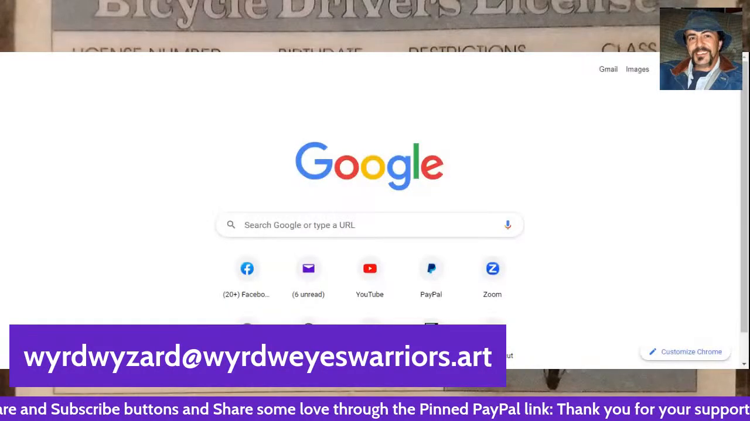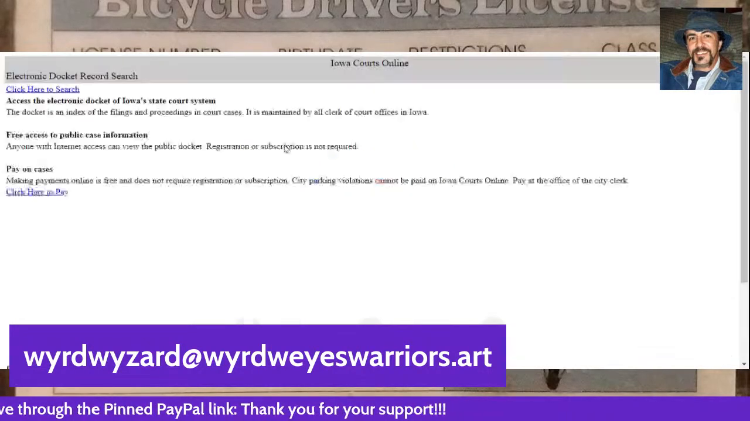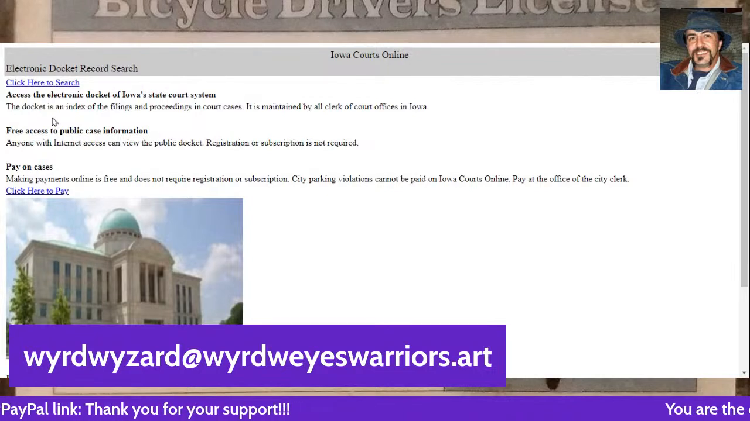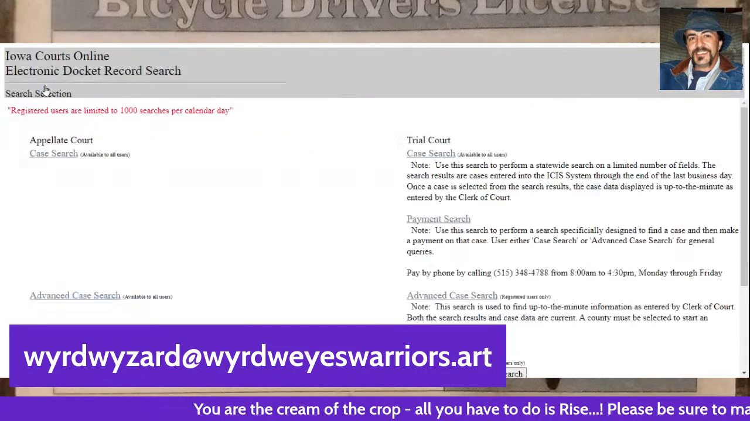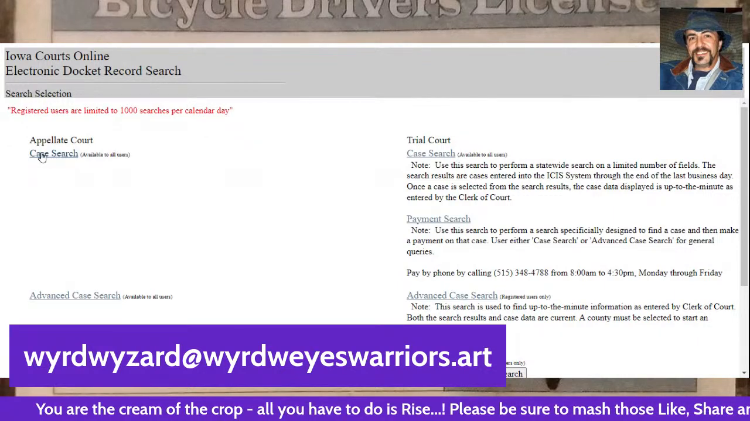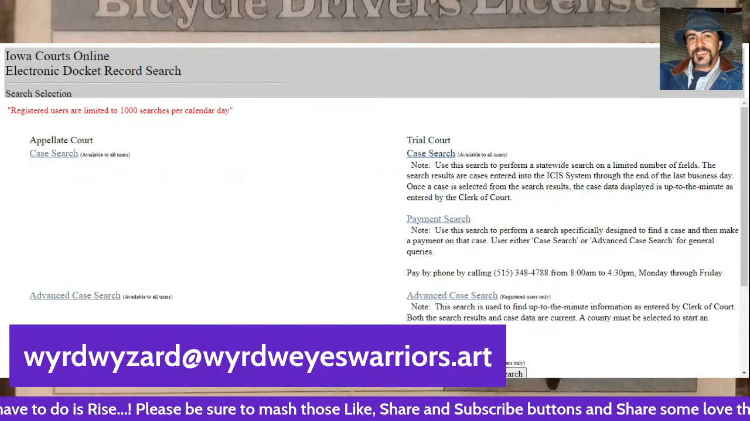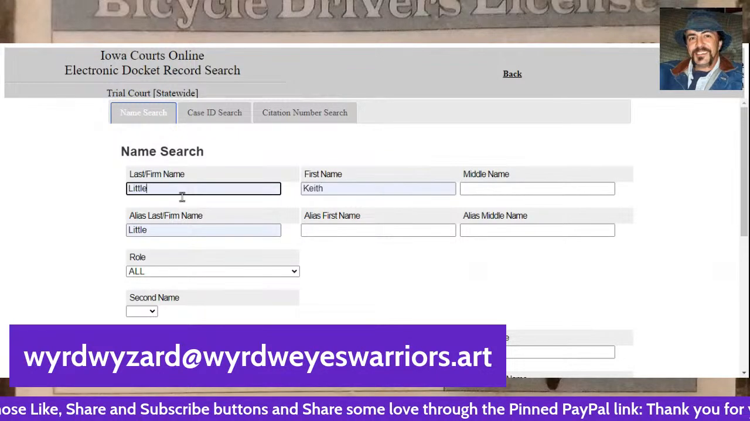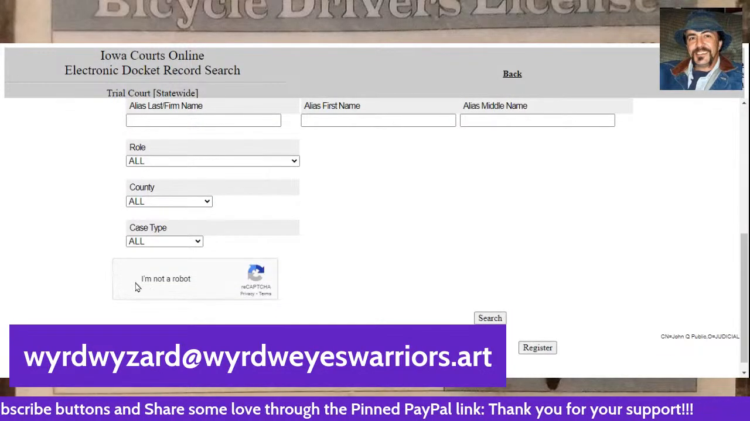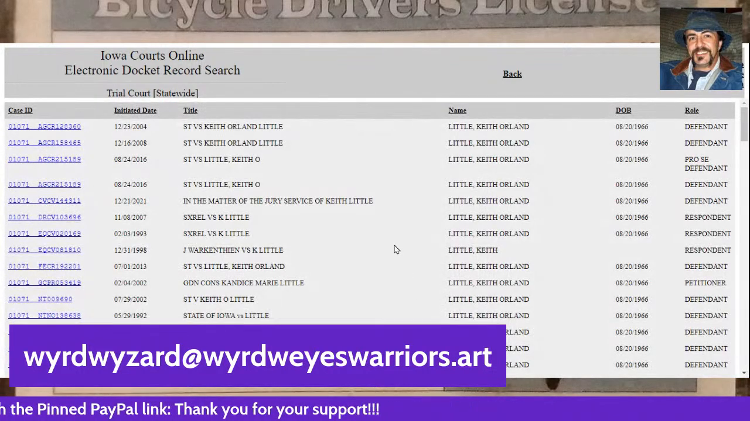Here it's called Iowa Courts Online Search. It comes up to this page, and you go up here on the right, it says click here to search, click here to pay. Well, we're not here to pay. We don't have any way to pay. So we click here to search, and it says appellate court case search or trial court case search. Now, I never had any actual appeals, so we go to this case search. We enter in the name information, not a robot, hit search, and it brings us to that page again.